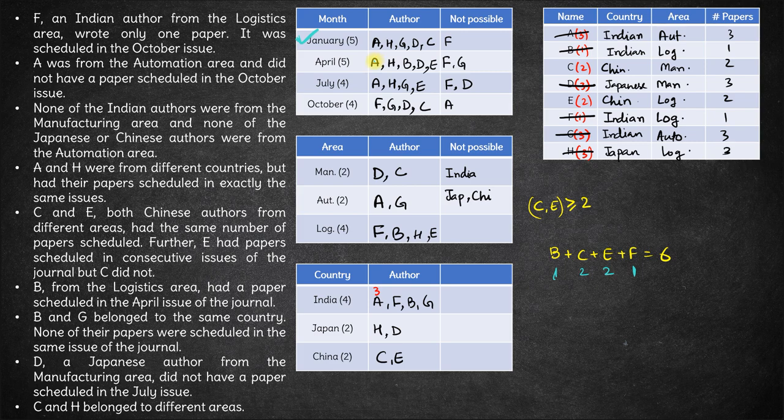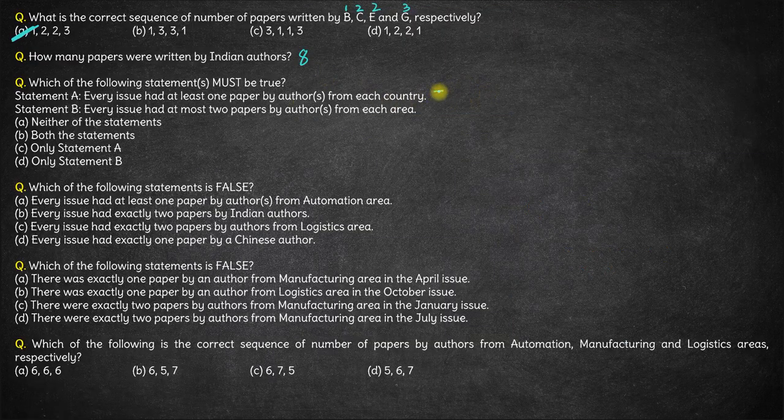April has an Indian A and a Japanese H and a Chinese E. So this April issue also has all the 3 nationalities. July has A from India, H from Japan and E from China. So July also has all the 3 nationalities. October has F Indian, then we have D Japanese, and then we have C Chinese. So October also has all the 3 nationalities. So statement A is true.